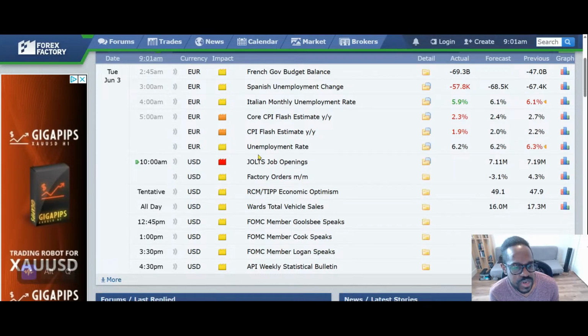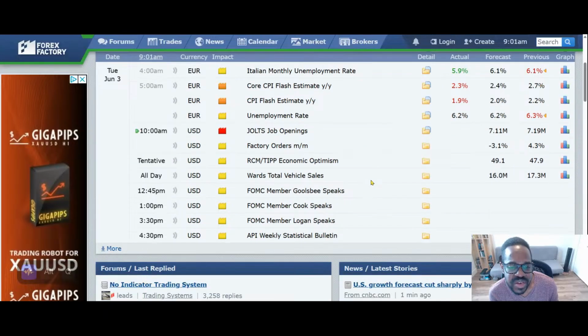And for the New York session, we have the job openings. That's really important news. And for the rest, we have FOMC members speaking and the economic optimism tentative for today. Very important overall.